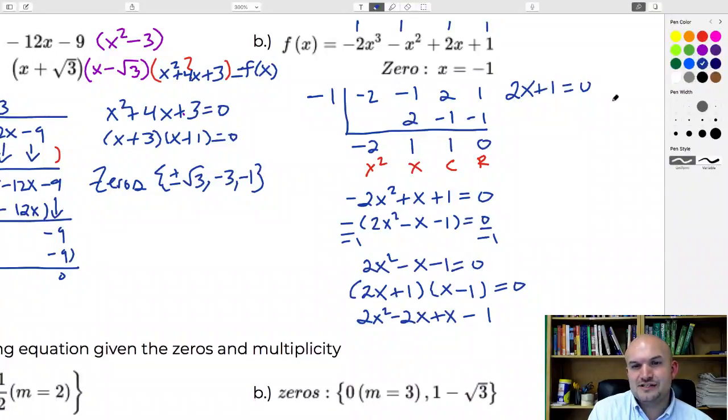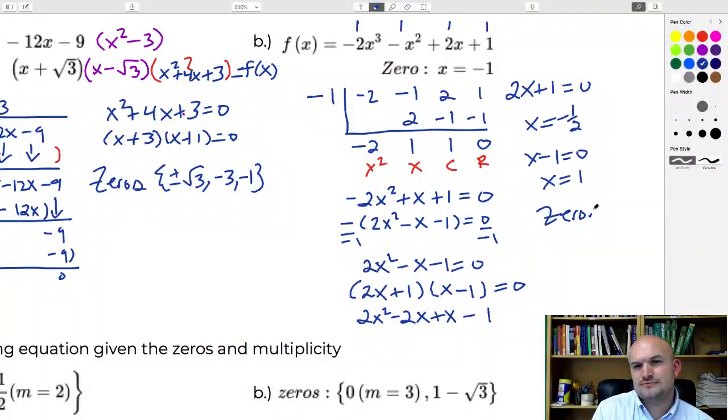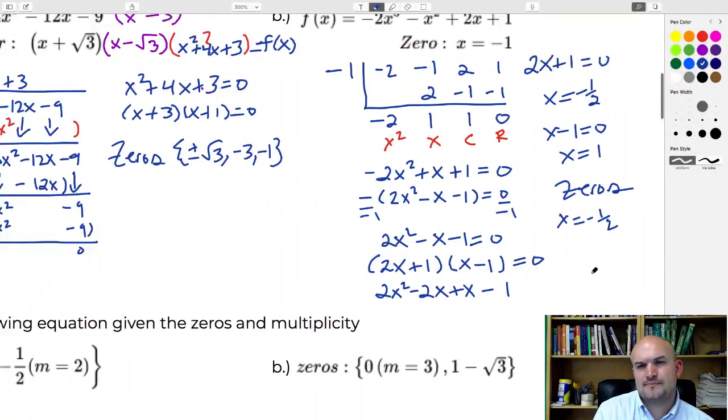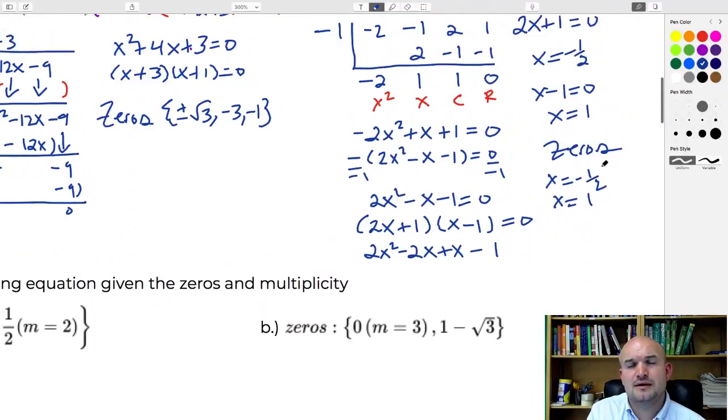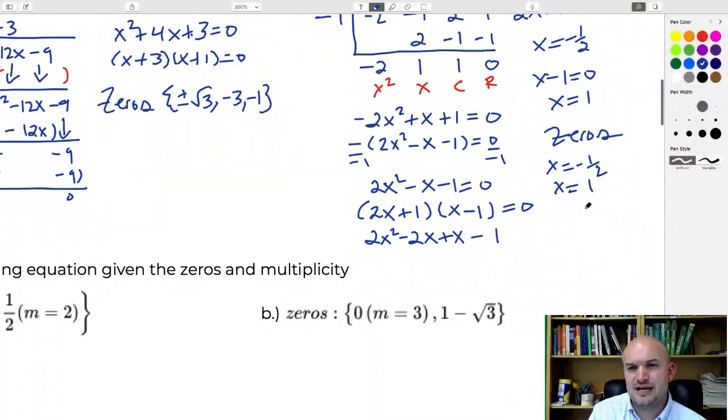So now I can set each of these factors equal to 0. So x in this case is negative 1/2. And then I have x minus 1 as my other factor, so therefore x equals 1. So my zeros are going to be x equals negative 1/2, x equals positive 1, and you can see here x equals negative 1.